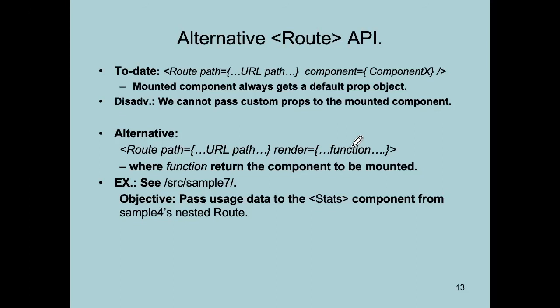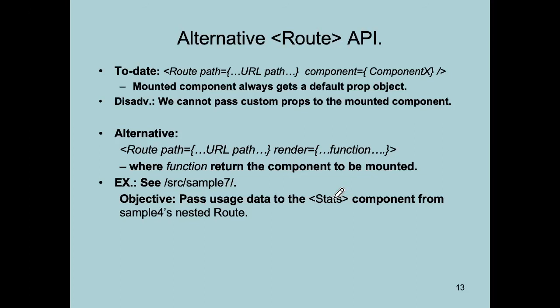Supposing we want to pass as props into our stats component some statistical information related to the particular user's inbox, like how many emails they send on average, how many emails they receive on average, whatever the nature of the props are. But we want to pass that data in as props to our stats component. That's our objective. Now, it happens that the routing entry associated with our stats component is a nested route. That's just coincidental.